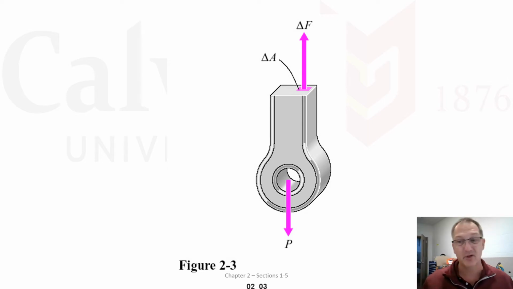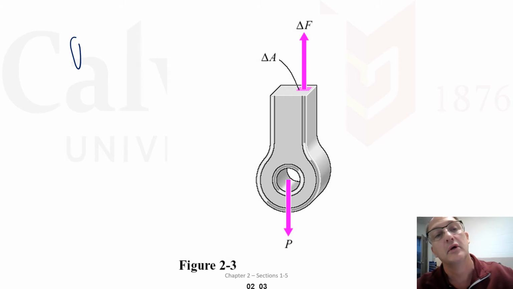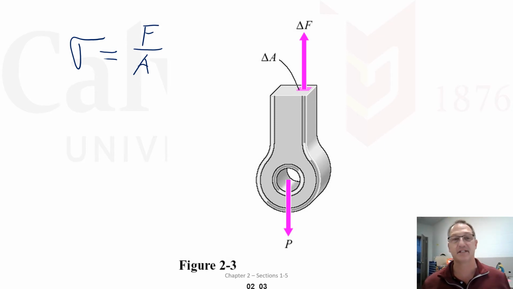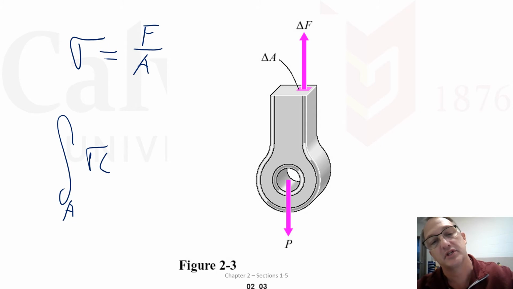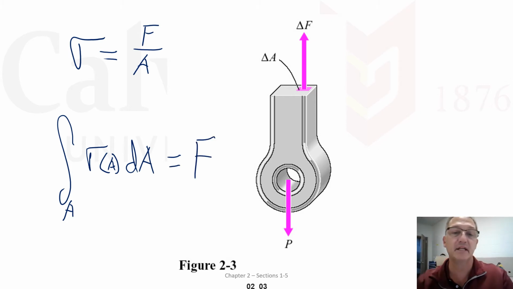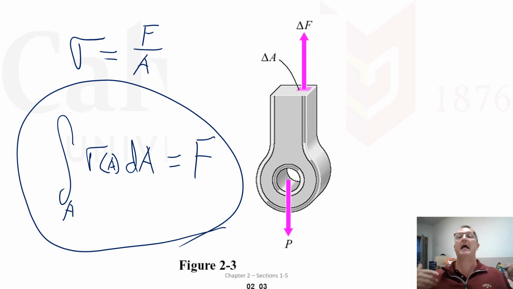Now, I really don't want to do this, and as you get to know me better, you'll realize how little I really want to do this. But we might want to take the definition that we had on the last slide, which was sigma is equal to F over A. And if we look at it in light of this slide, we may want to change it so that this is the integral over area of the stress, which is a function of the area, dA, is equal to F. This definition is going to help us later.